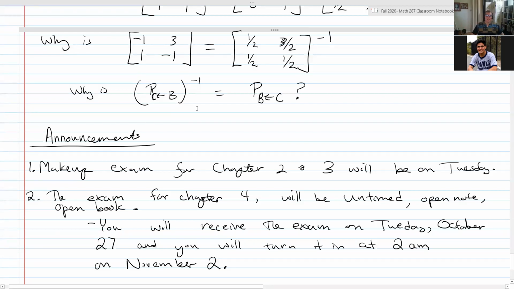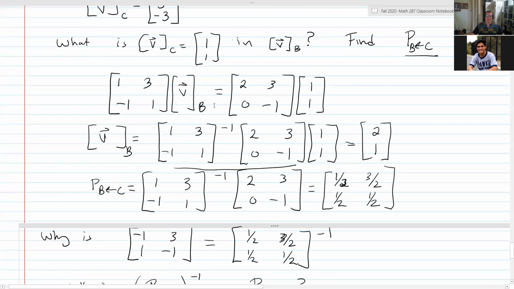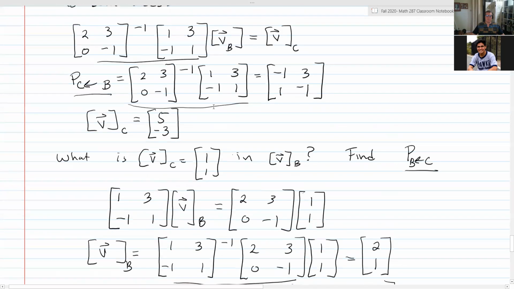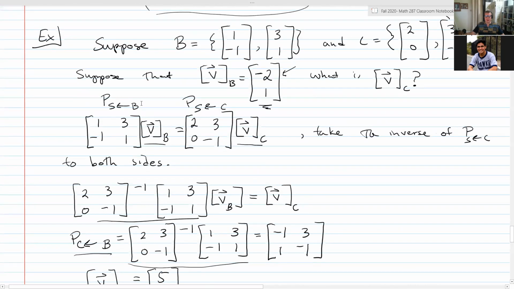So I asked the question, why is it? So we were looking at these change of basis matrices, right? Just to review a little bit of what that means. We've got a matrix that'll take us from basis B into the standard basis, and basis C into the standard basis. We multiply P from B into S by VB, and that'll equal this P from C to S times VC, right?